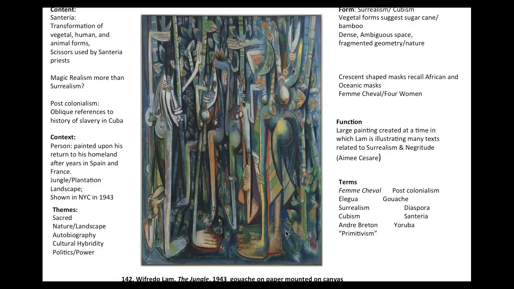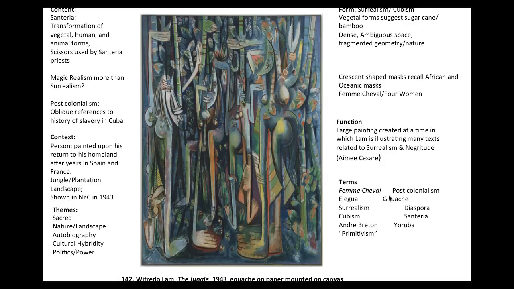I personally like putting the picture and the name of the image, like right here, 142, Wilfredo Lam, The Jungle, 1940. I would write all this on the front with my image, and then I would put the form, function, content, context, themes, and terms on the back. It makes it very easy to use as a study guide.